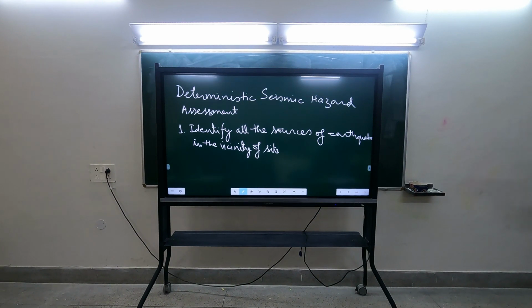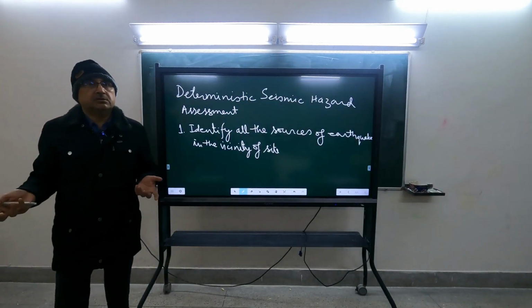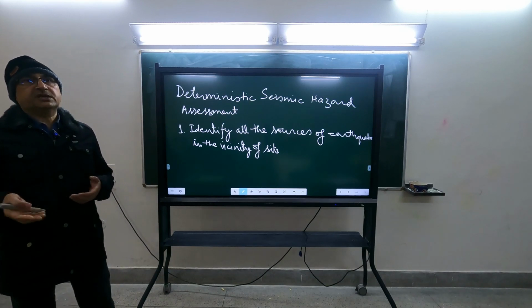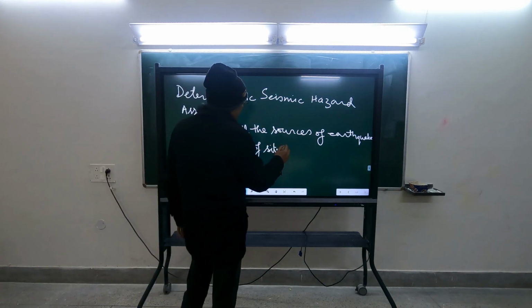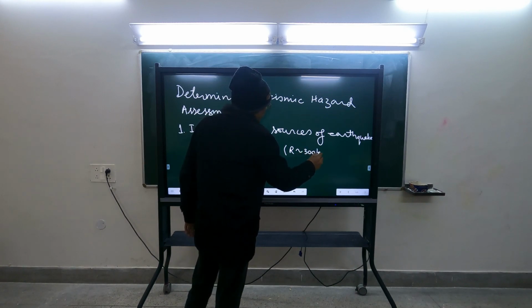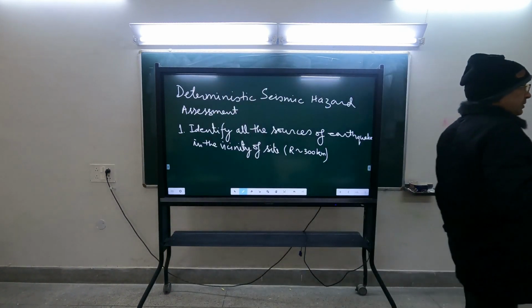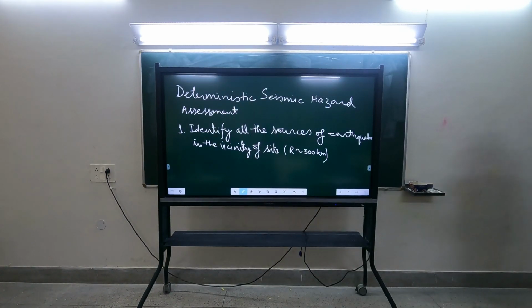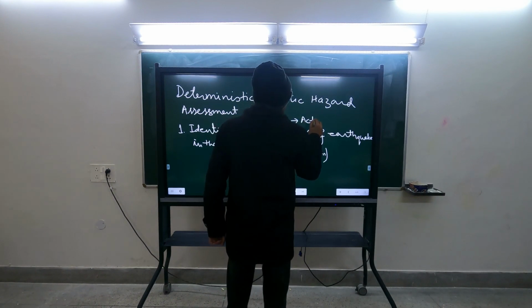So those which are far away, even if a large magnitude earthquake occurs there, the intensity at my site will be very low. Okay, so I am not interested in those. I am interested in those which can affect my site. And this vicinity is considered as the radius of roughly 300 kilometers. So from my site, within a radius of 300 kilometers, all the faults I will identify. Okay. So these sources, these are also known as active faults.